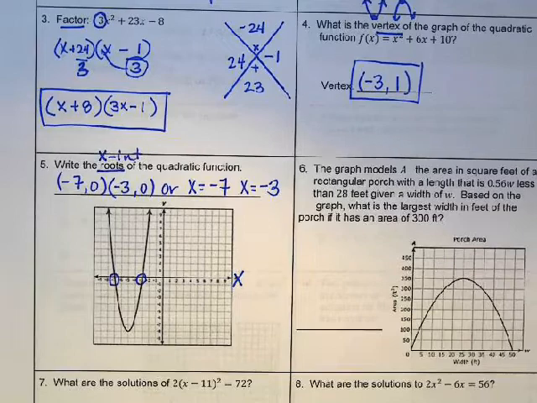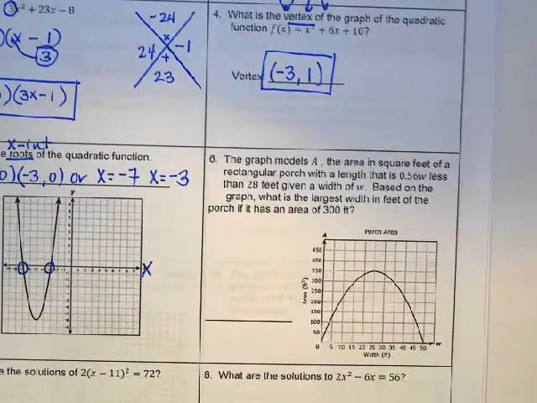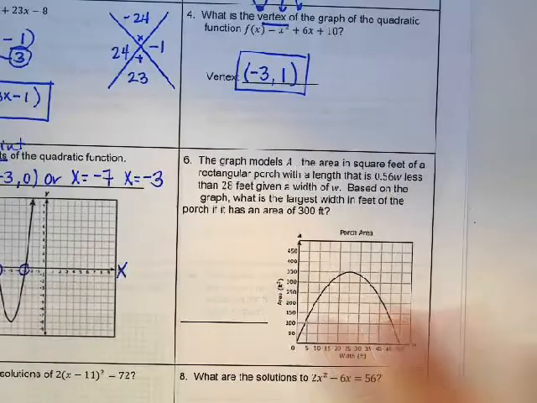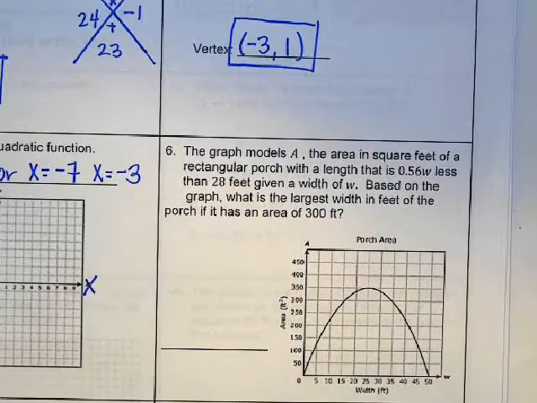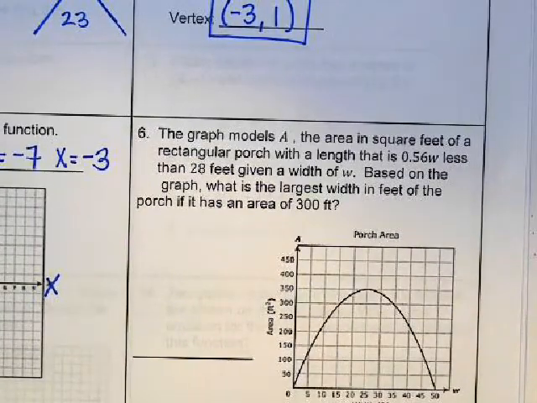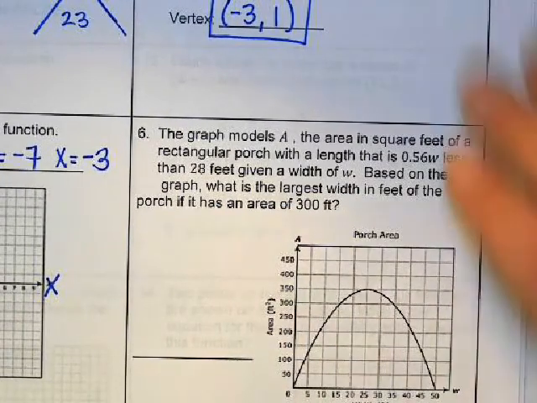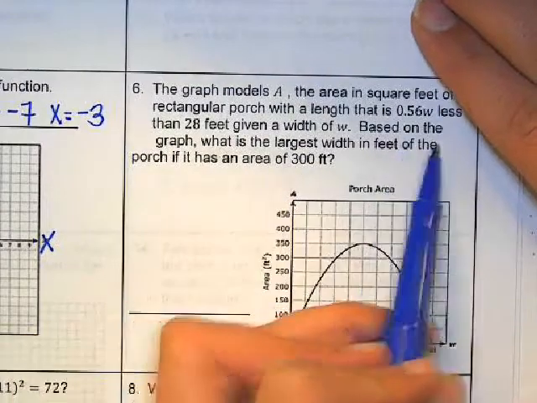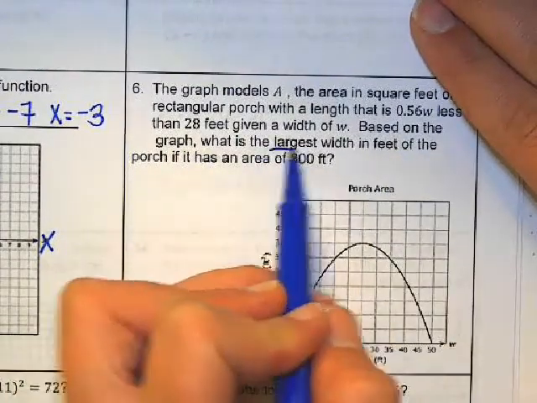Number 6, the graph models A, the area in square feet of a rectangular porch with a length that is 0.56 W less than 28 feet given a width of W. Based on the graph, what is the largest width in feet of the porch if it has an area of 300 feet? So what I want to know is based on the graph, what is the largest width?